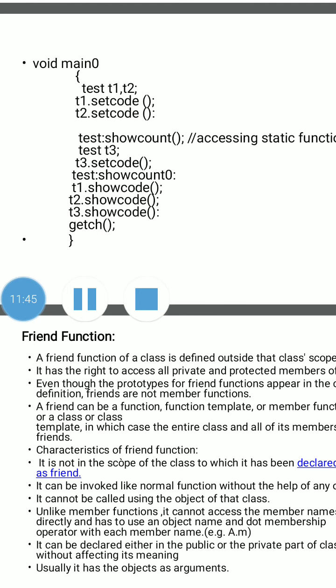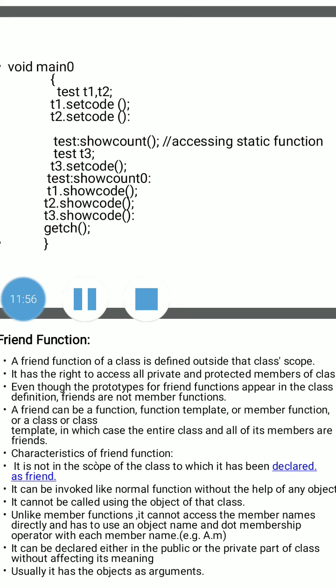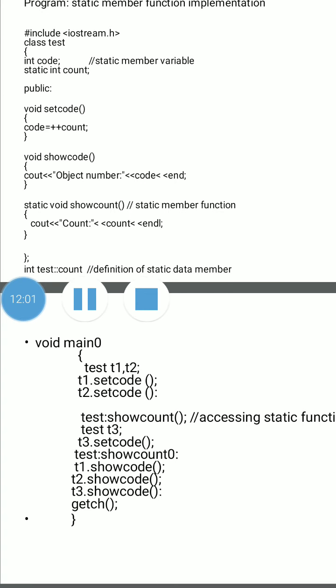Here we create two objects. After creation of the first object, T1, count is initialized to 0. After that T1 dot set code. T1 dot set code means plus plus count. Count is 0 and here which operation is performed? Pre-increment. That's why count is incremented by 1, that is 1, and this value 1 is assigned to code. Here code is equal to 1 and count is also 1.